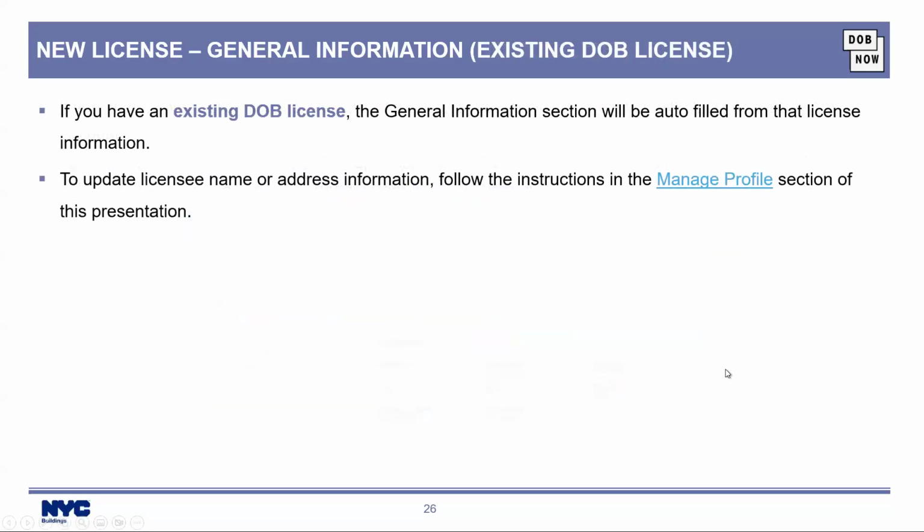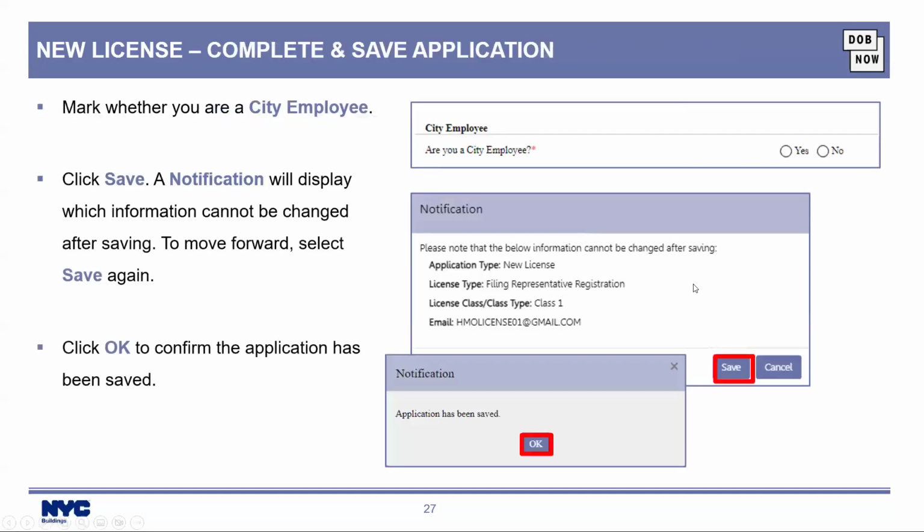If you have an existing DOB license, the general information section is going to be auto-filled from that license. And the instructions for updating your name or address information are, in fact, in the Manage Profile section of this presentation. So we will be covering that in a little bit. There will be a question about whether you're a city employee down below all of the information we already talked about. Answer that, and then you need to click Save.